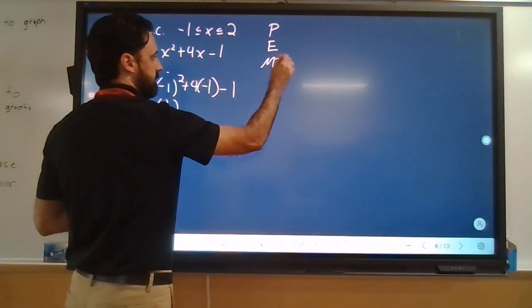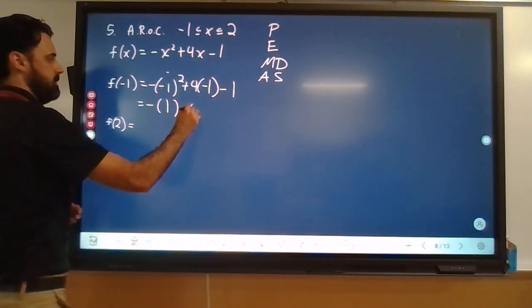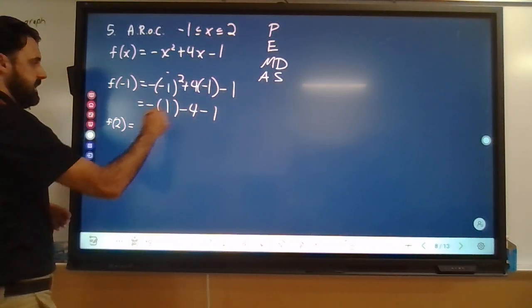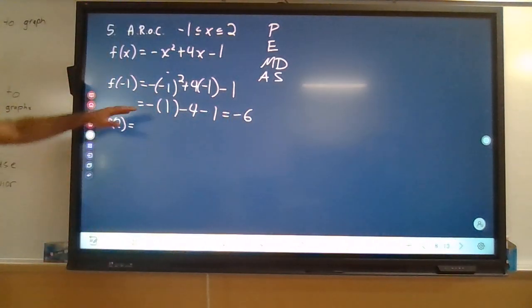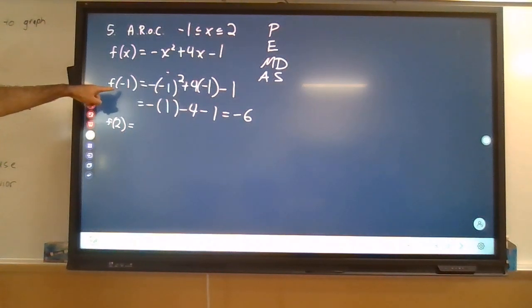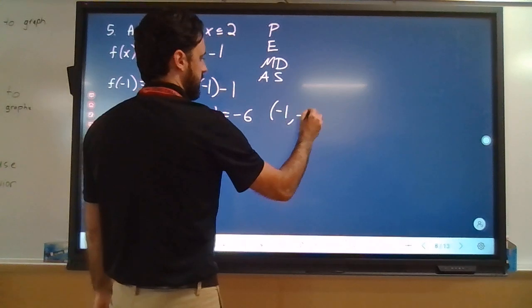Then we multiply or divide, then we add or subtract. And so 4 times -1 is -4, and we have that -1. If we add or subtract these together, that's going to lead to -6. Now, what does this represent? It's a coordinate point. When I plugged in -1, I got -6, and so that's our coordinate point right here.